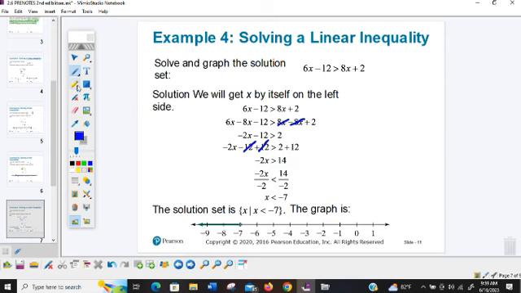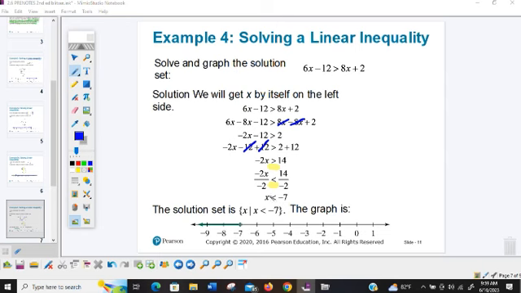Next step, I'm going to divide by negative 2. Because I'm dividing by a negative, I have to flip that sign. So we're going from greater than to less than. Okay, so I get x is less than 14 divided by negative 2 is negative 7.